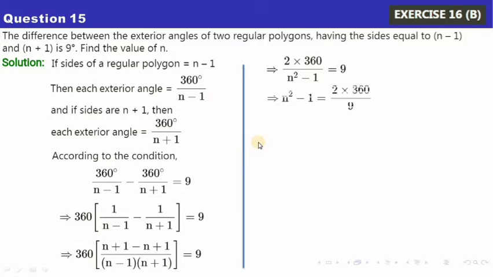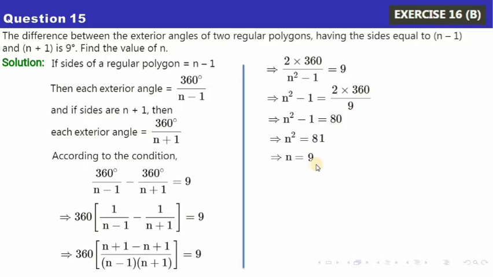So simplify this. When you bring this 9 out there and n square minus 1 here, you get 2 into 360 divided by 9. Simplify this, it turns out to be 80. So bring this 1 over there, and you get n square equals 80 plus 1, which is 81.